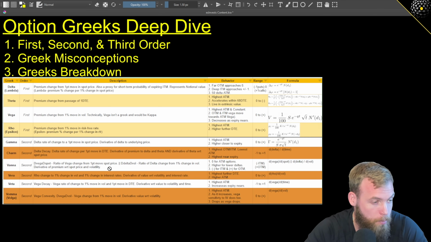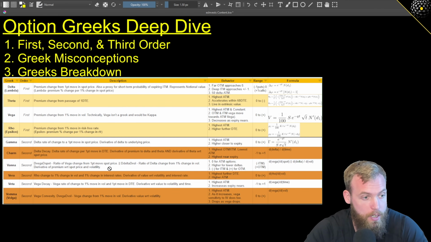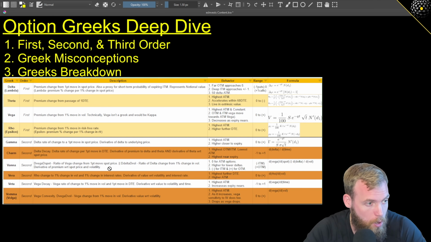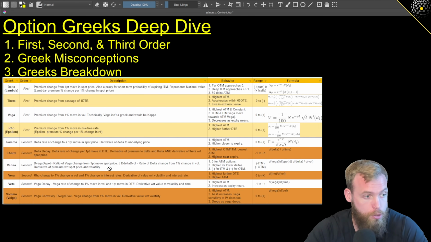Vera, which a lot of people have probably never heard of, that's the rho change to a 1% change in volatility and a 1% change in interest rates. So it is value premium of an option with respect to volatility and interest rates. Vera, again, probably not useful to most of you. So we'll move on now to Vega, which is also known as Vega decay.